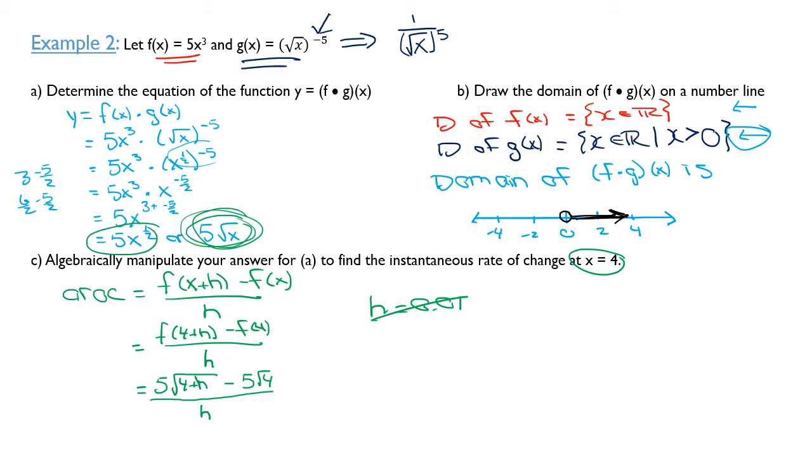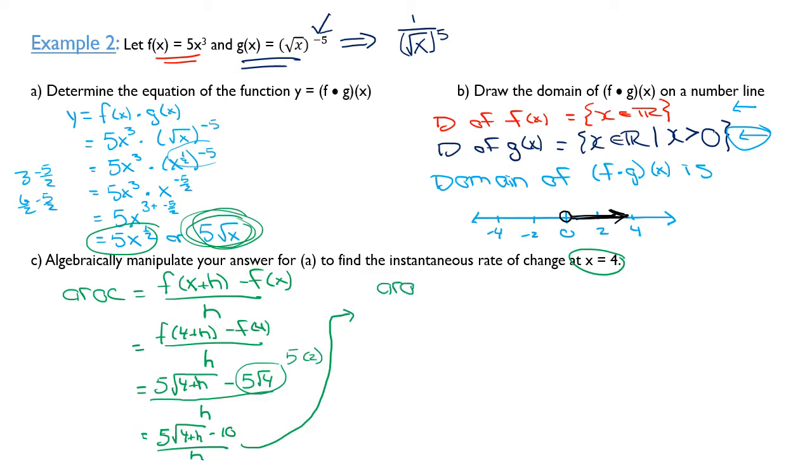So we can simplify a little bit. Square root of 4, I'm looking at this one right here, that's going to be 5 times 2, right? So 5 times root 4 plus h minus 5 times 2 is 10 over h. I'm going to have to move up here because I don't have enough room. Up here. So we're still on the average rate of change, and we're trying to simplify.